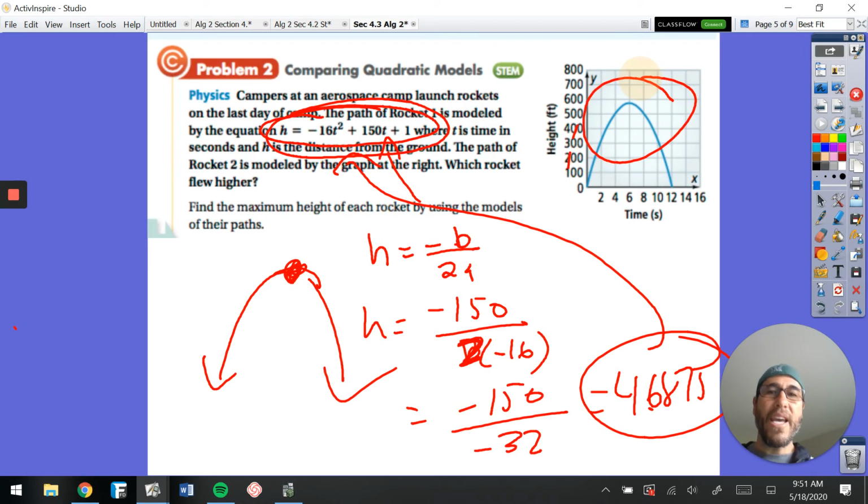Oh, snap, that dude goes way higher. Oh, I forgot the plus 1. Okay, I forgot the plus 1, so I got to add 1 to it. That dude goes way higher.